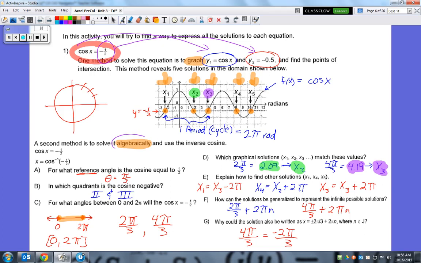The algebraic way that I want to do that is I want to look at my problem and take the arc cosine of both sides. So I have cosine of x is equal to negative 1/2. If I take the arc cosine, it cancels this cosine. It's like undoing it, if you will. So what I'm really looking at is x is equal to the arc cosine of negative 1/2. That's what's simplified out. So for what reference angle is the cosine equal to a 1/2?